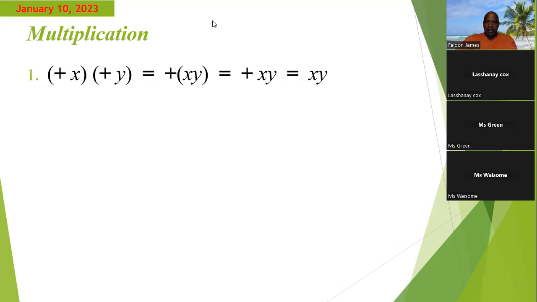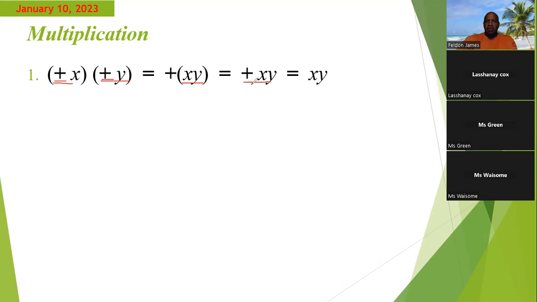So if we are multiplying a positive x, sorry guys, if we are multiplying a positive x with a positive y, then remember, when we're multiplying in algebra, we simply group the letters together, bearing in mind that there's an invisible multiplication sign between them. So we multiply x times y, we get xy. But remember, we're multiplying positive times positive. So it's going to be positive xy.